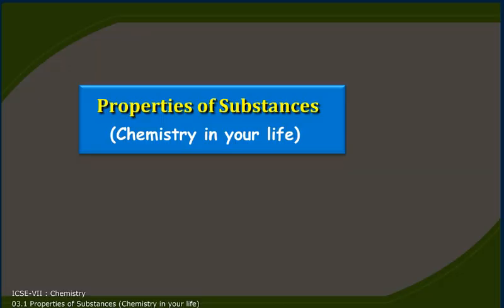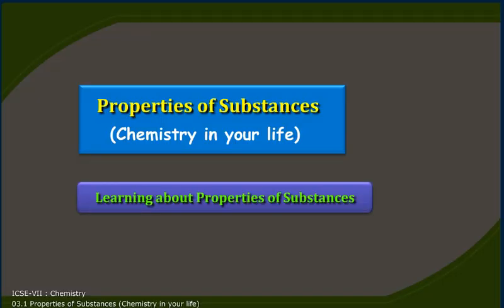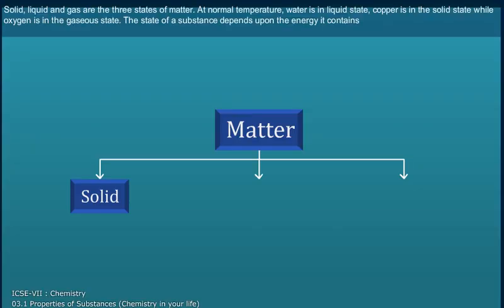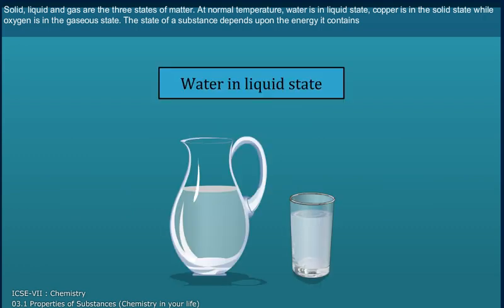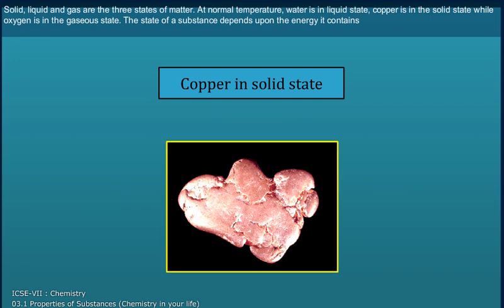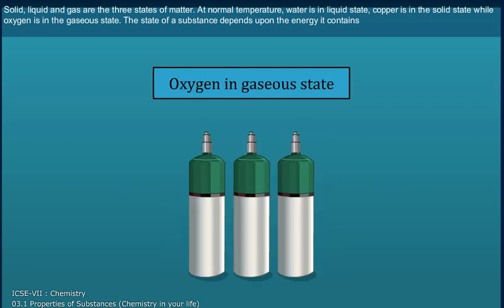Properties of substances. Learning about properties of substances. Solid, liquid, and gas are the three states of matter. At normal temperature, water is in liquid state. Copper is in the solid state, while oxygen is in the gaseous state.